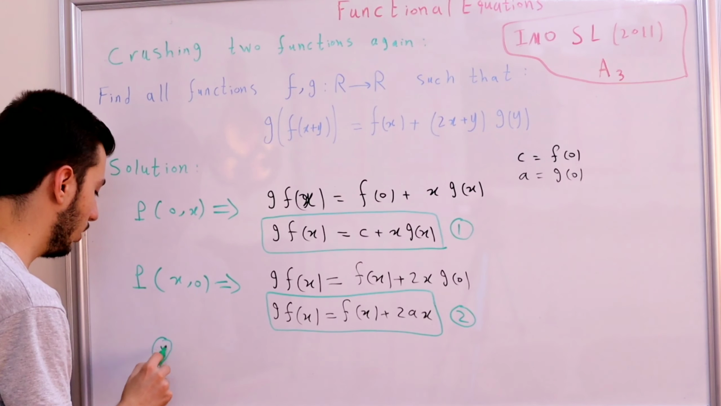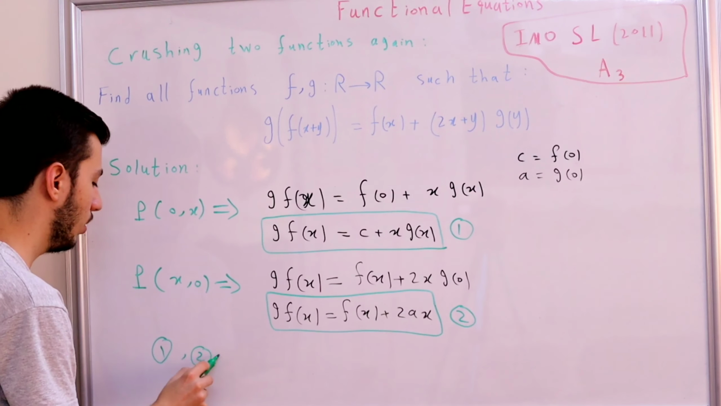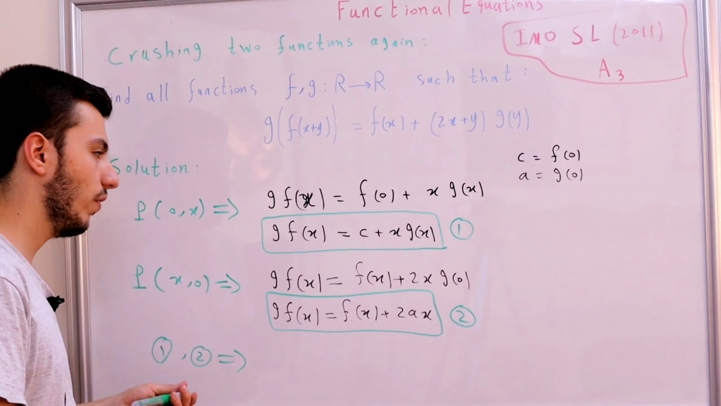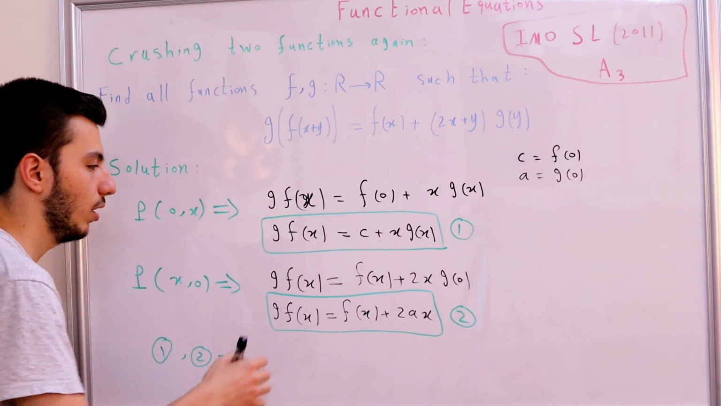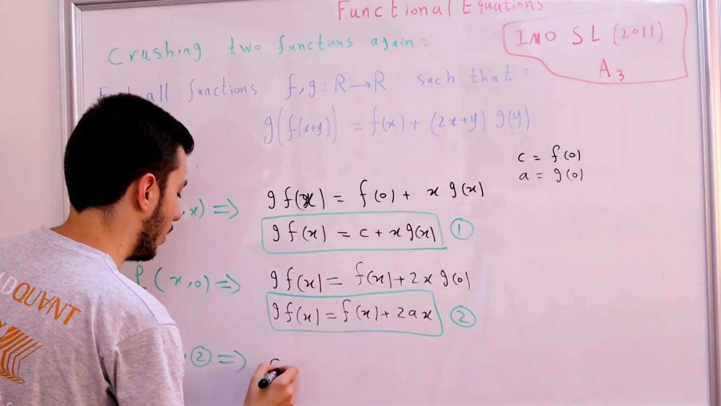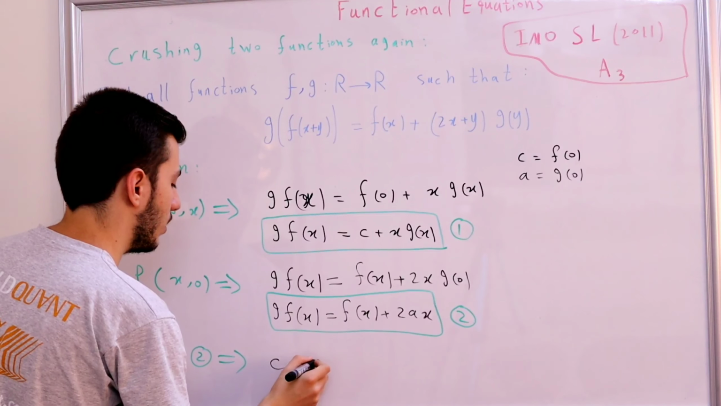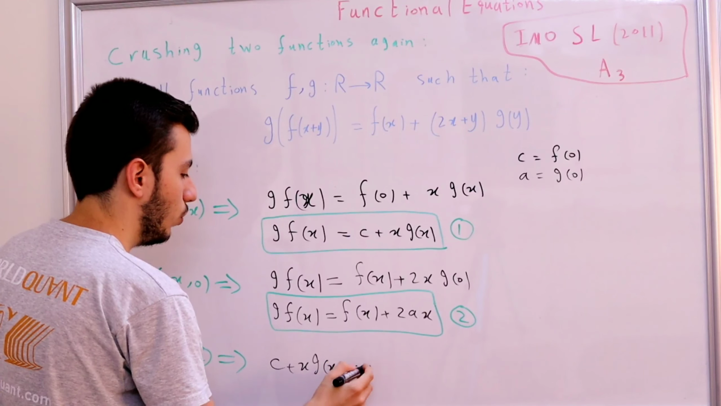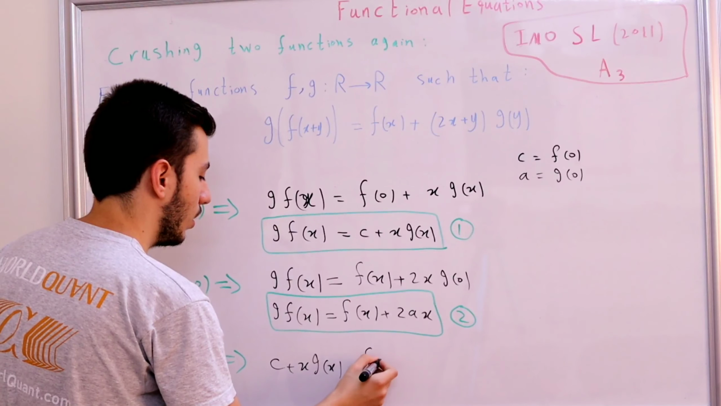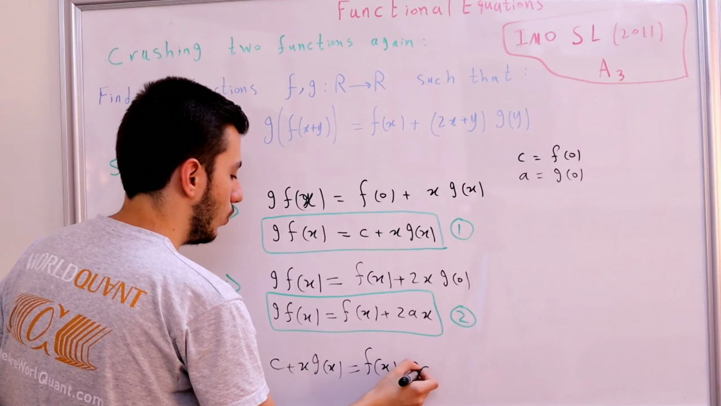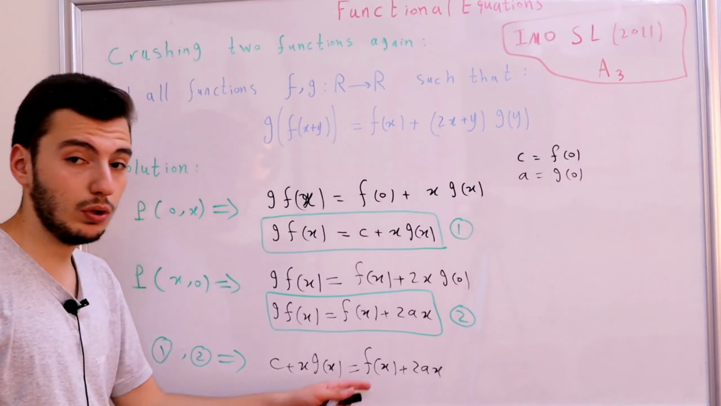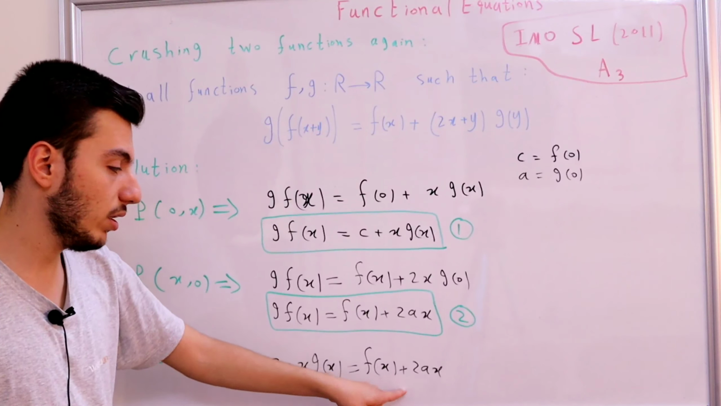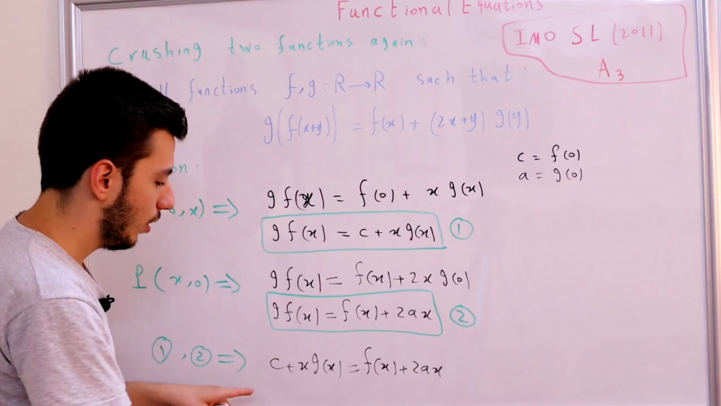So using 1 and 2, we now have the following nice new functional equation: c plus x times g of x is equal to f of x plus 2 times a times x. So what does this mean? Actually, this means a lot, because take a look here.